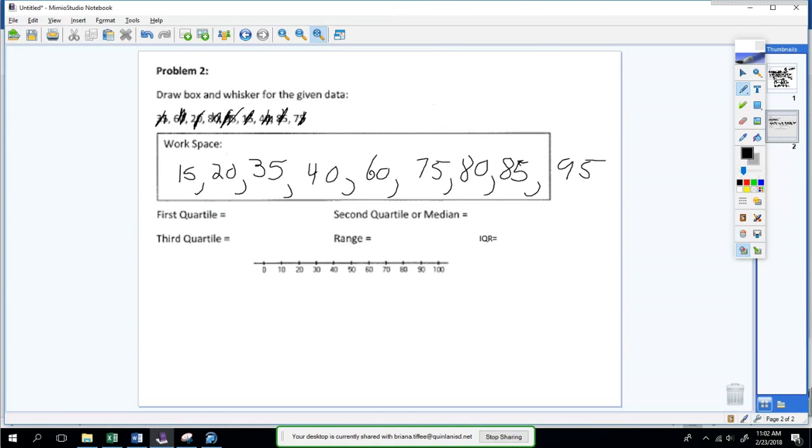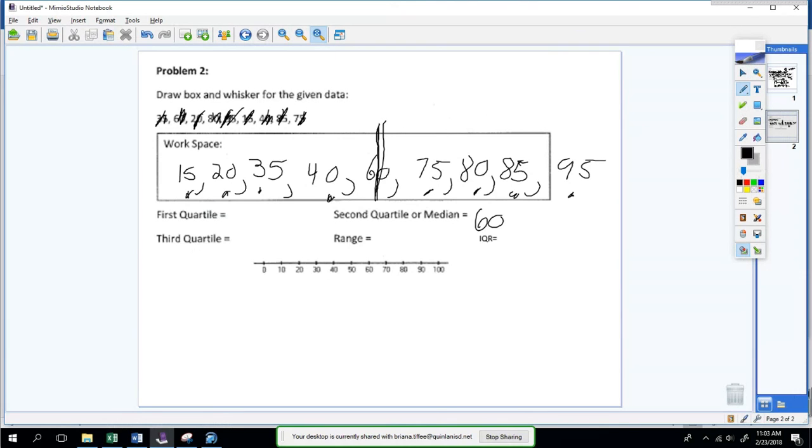All right, so now we're going to find the middle of it. So that's 1, 1, 2, 2, 3, 3, 4, 4. Great, so we end on a nice number. So my median is 60. That means my second quartile, or my median, is 60.